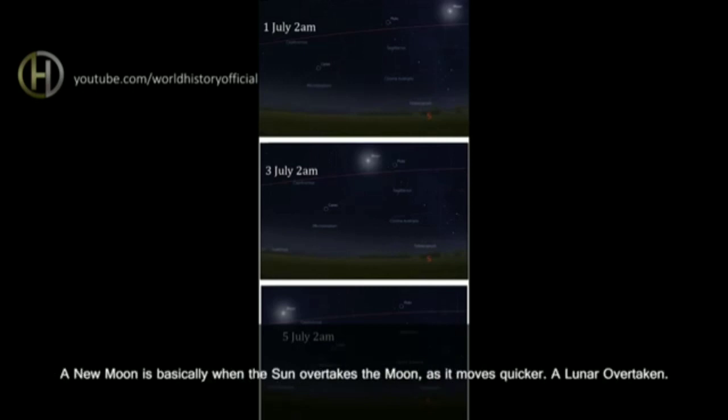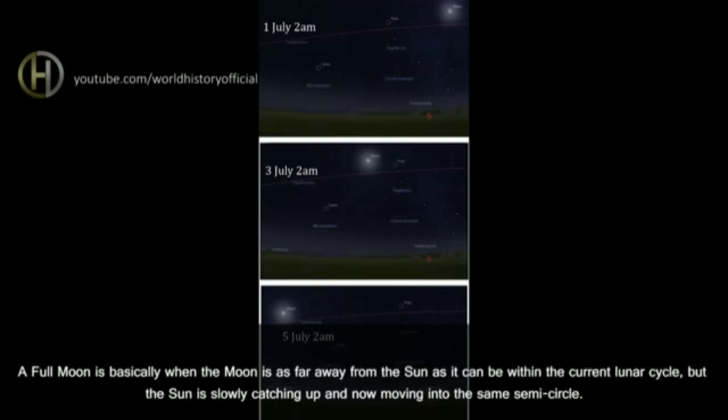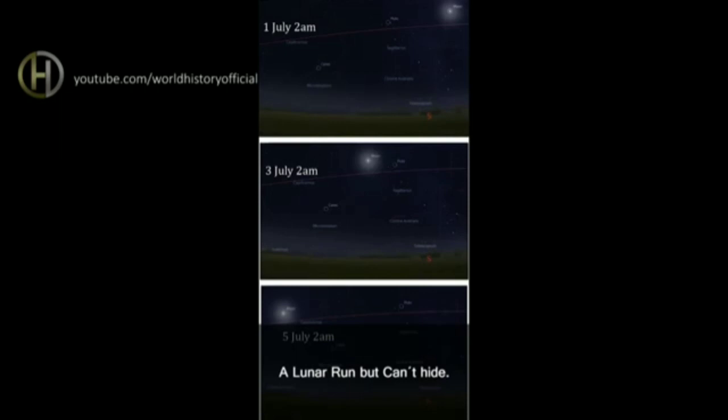A new moon is basically when the sun overtakes the moon, as it moves quicker. A lunar overtaken. A full moon is basically when the moon is as far away from the sun as it can be within the current lunar cycle, but the sun is slowly catching up and now moving into the same semicircle. A lunar run but can't hide.